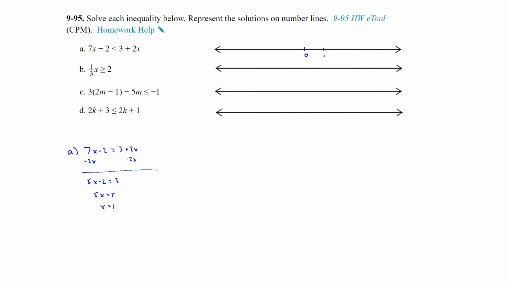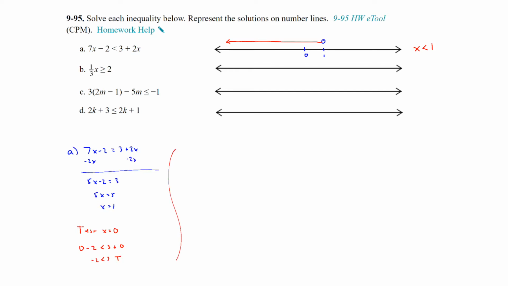So that's our boundary point. And we need to know if it's open or closed, and it is open because it's not included, it's not equal to. And then we're going to test a value for x to see if it is true to the left or to the right of 1. So I'm going to plug in 0, because 7 times 0, 0, minus 2 is less than 3 plus 2 times 0, 0. So is -2 less than 3? Yes, that is a true statement, so that means at 0 it's true, and then everything to the left of 1 is also true. So all values of x that are less than 1 would be our solutions.